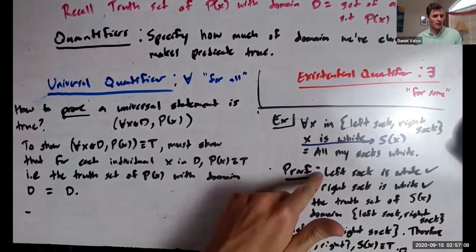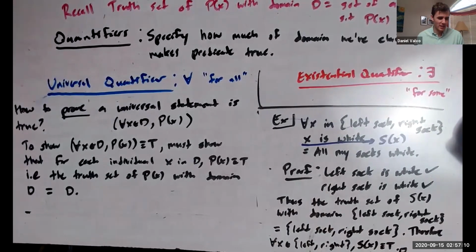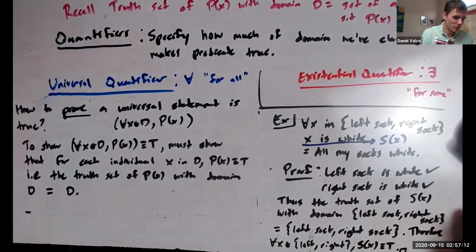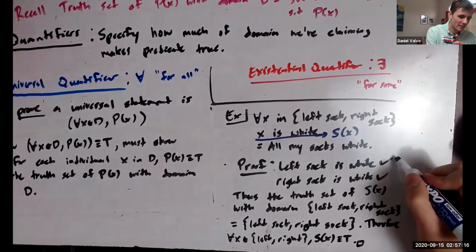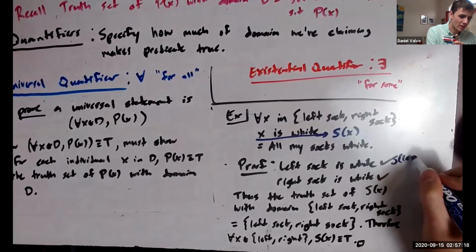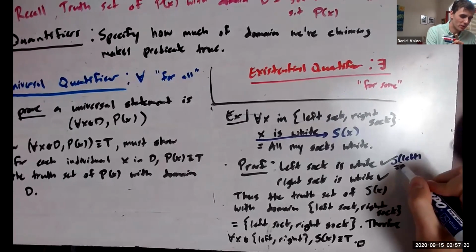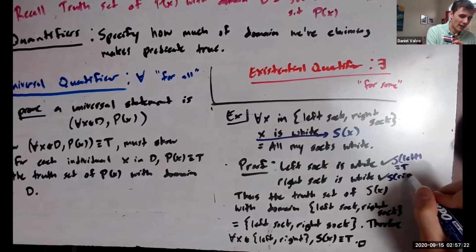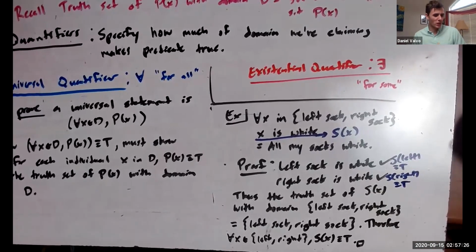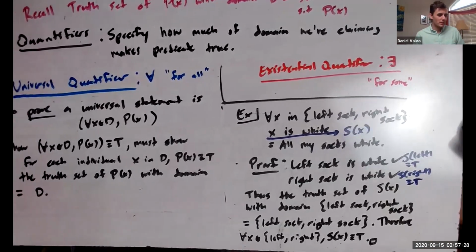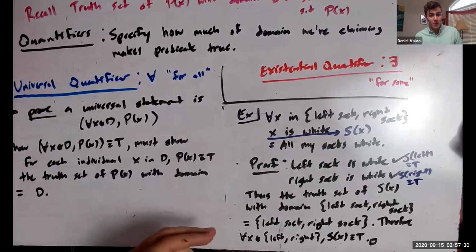So left sock is white. What this right here is really saying is that S of left equals true. This is like S of right equals true. So we showed that for everything in the domain, it makes the predicate true. So then the truth set is going to equal everything in the domain, which is what it means for the universal statement to be true.